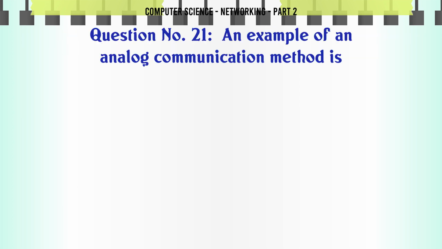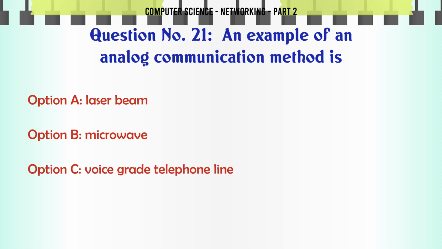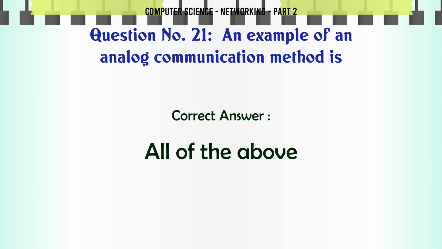An example of an analog communication method is A. Laser beam. B. Microwave. C. Voice-grade telephone line. D. All of the above. The correct answer is all of the above.